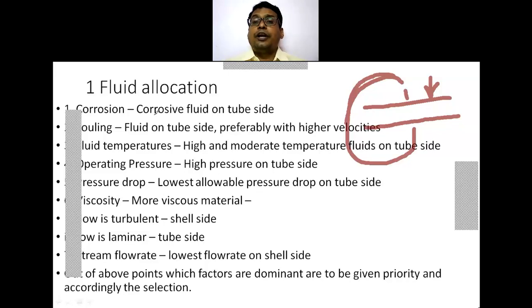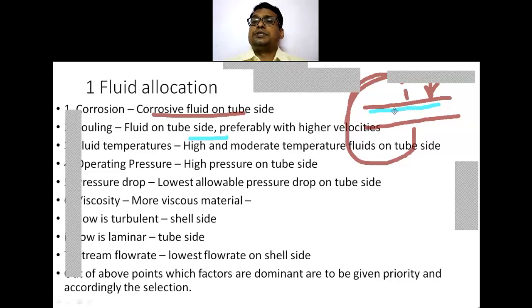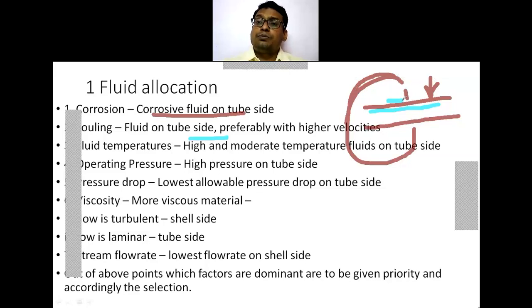So the corrosive fluid, or the fluid which is harmful, is to be allocated on the tube side. Even if the fluid is fouling, which is going to affect the surface area of the tubes, it is to be selected for the tube side only. So if they are producing fouling, we will provide it inside the tubes, so that the outside of the tubes as well as the shell stays clean.